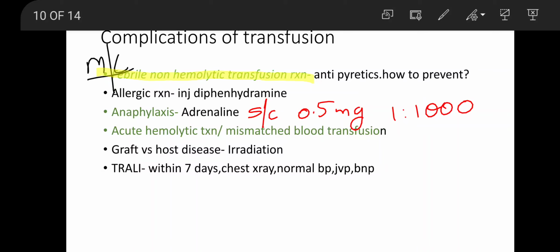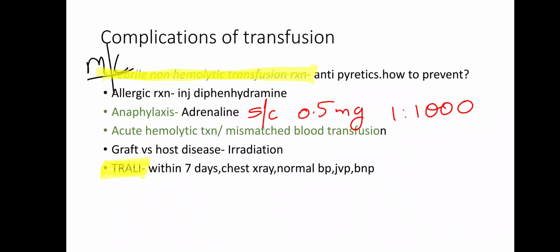Next is TRALI, transfusion-related acute lung injury. This is the most common cause of death after blood transfusion. Most common complication is febrile non-hemolytic transfusion reaction. But most common cause of death after blood transfusion is TRALI. And the important thing is it is more occurring within 6 hours of transfusion.